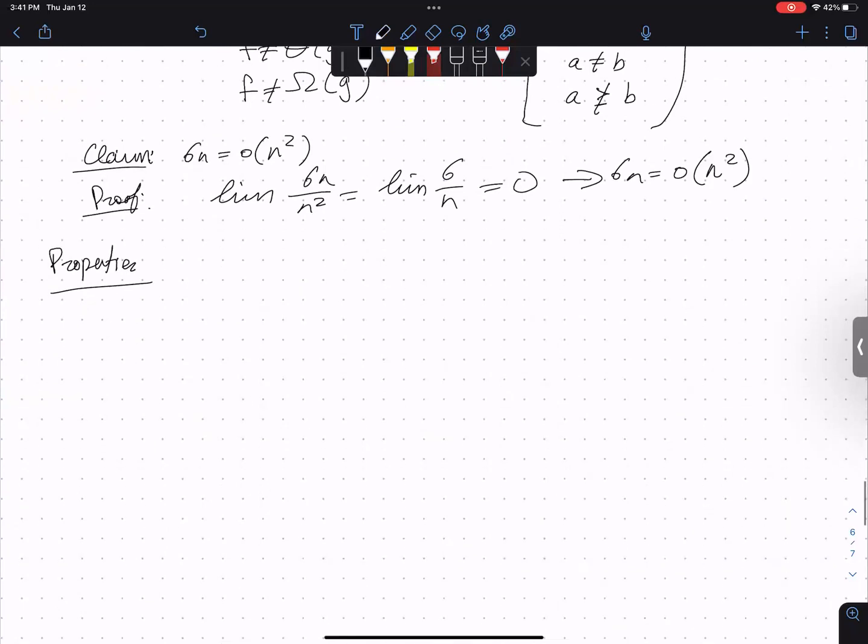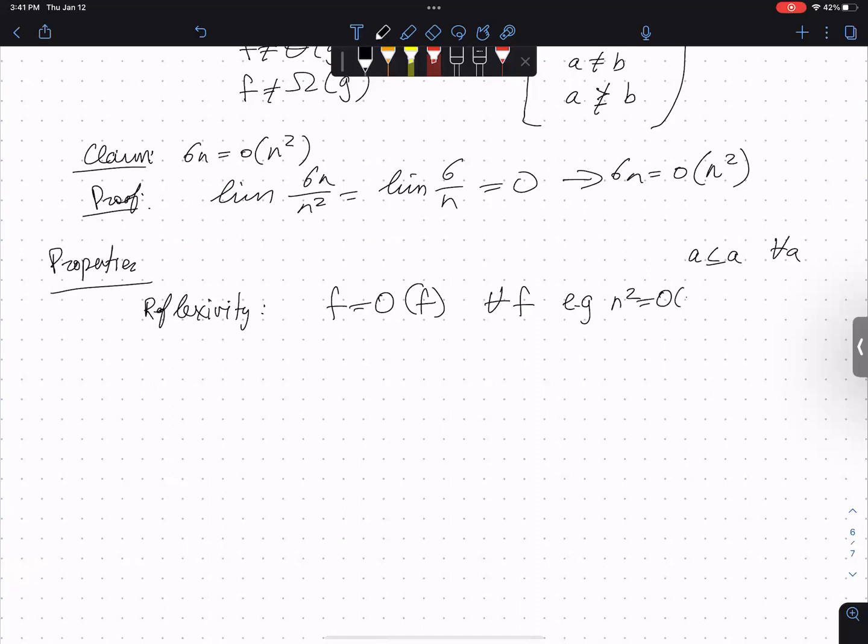Okay, so there's some properties that I'll state. One is reflexivity, which is that f is big O of f for all f. It's kind of trivial. It's like saying a is less than or equal to a for all a. For example, here you can say n squared is big O of n squared. Trivial, but we'll write it out anyways.